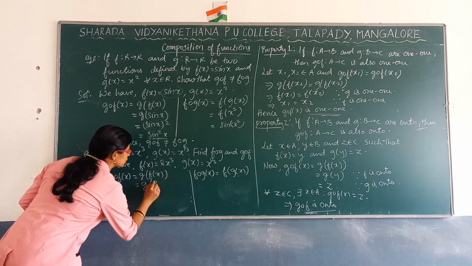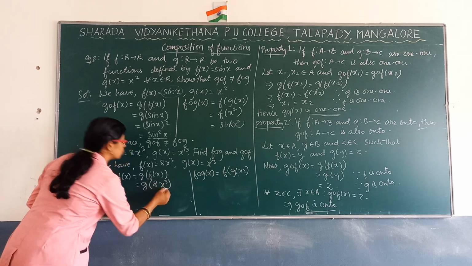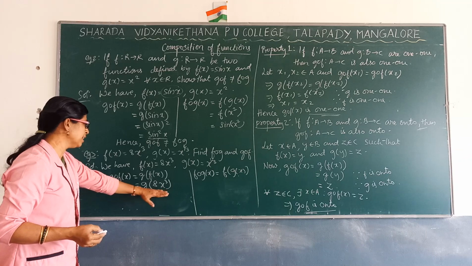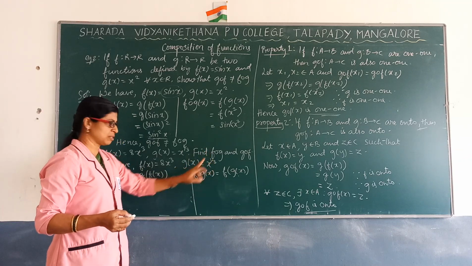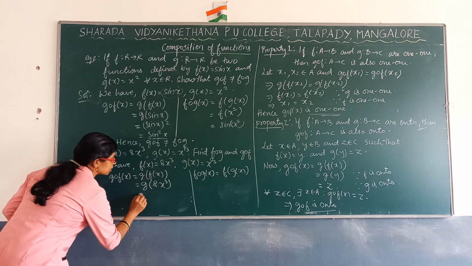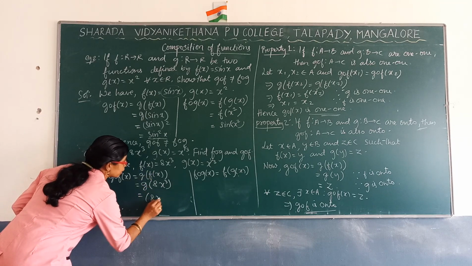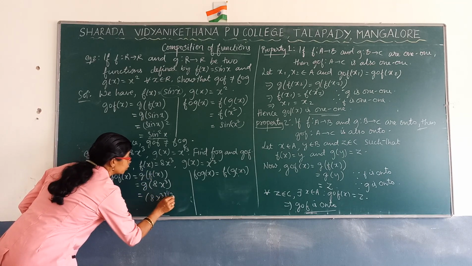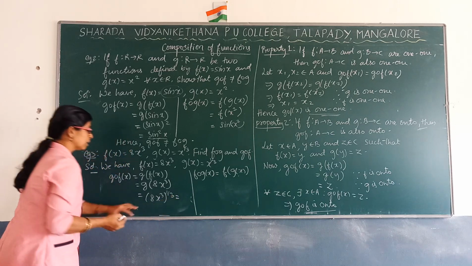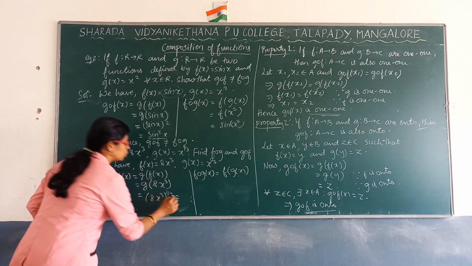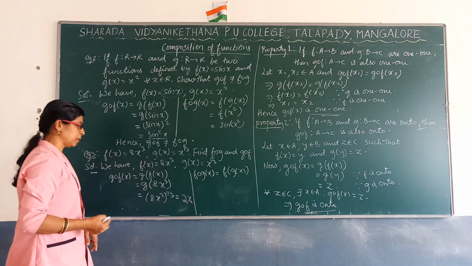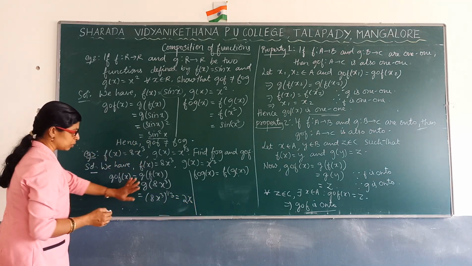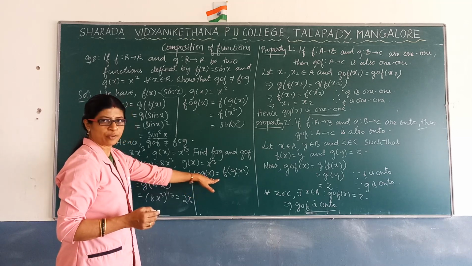What is g of f of x? g of f of x is nothing but g of 8x cubed. What is g of x? Cube root of x. So g of 8x cubed is nothing but cube root of 8x cubed. What is the cube root of 8x cubed? Just say cube root of 8 is nothing but 2 and cube root of x cubed is nothing but x. So it makes 2x.